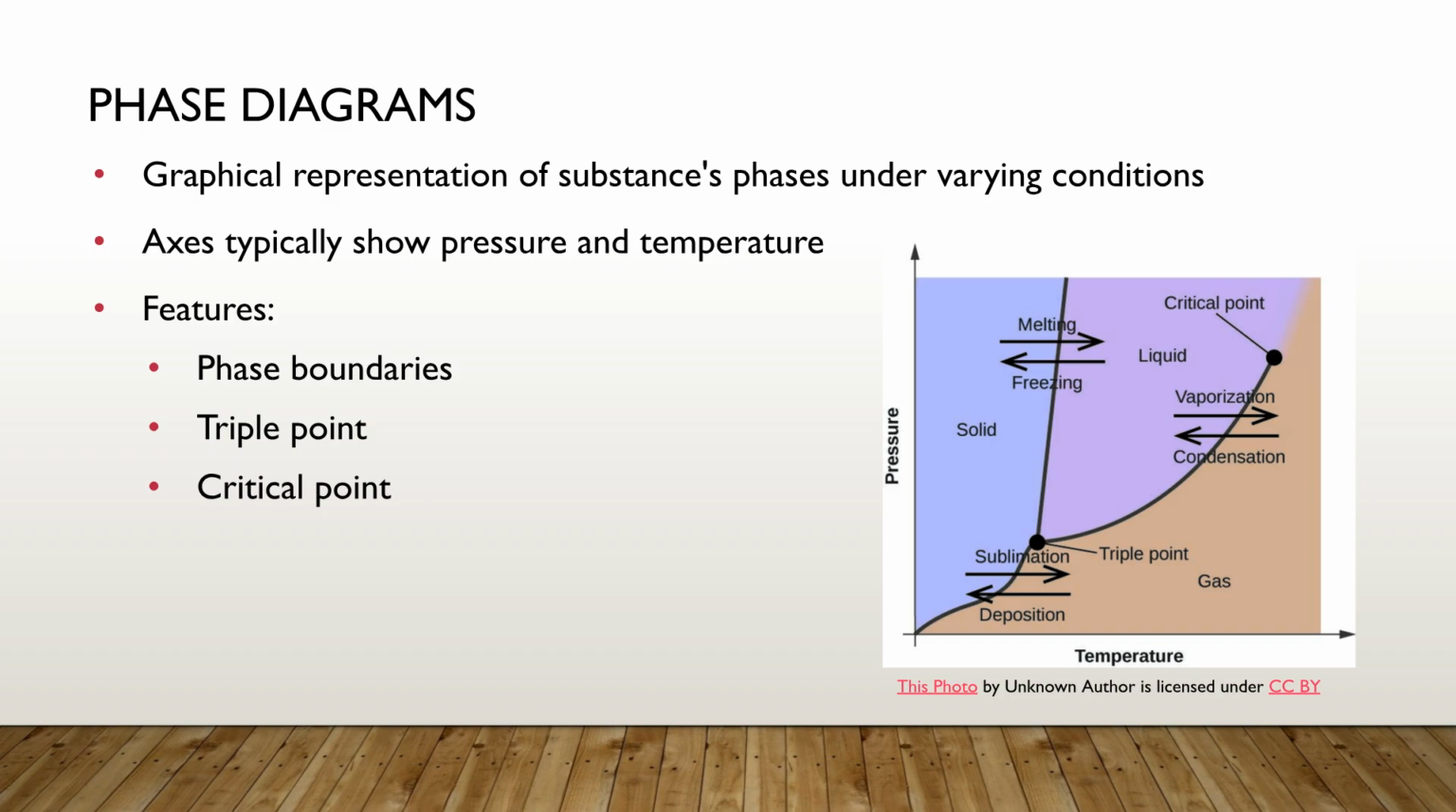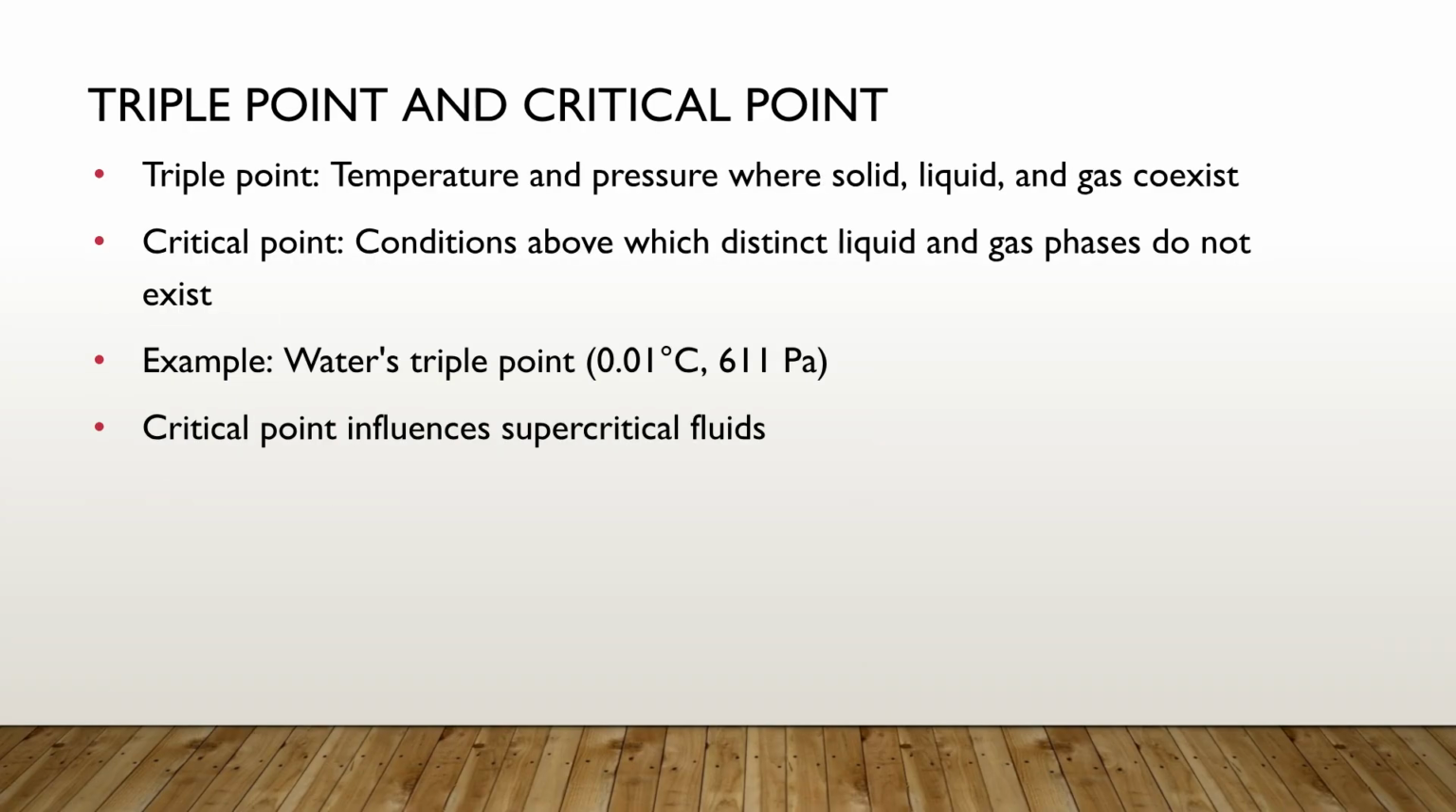Phase diagrams illustrate a substance's stable phases under varying conditions of pressure and temperature. Key features include phase boundaries, the triple point, and the critical point. The triple point is where solid, liquid, and gas phases coexist in equilibrium. The critical point is the temperature and pressure above which distinct liquid and gas phases cease to exist.